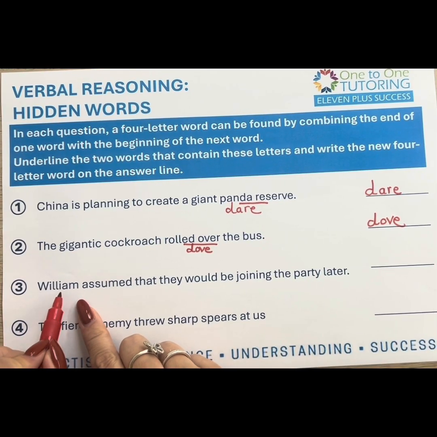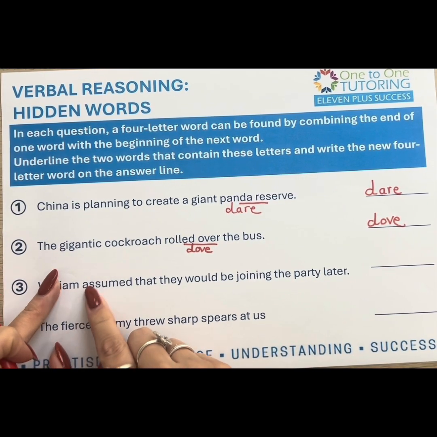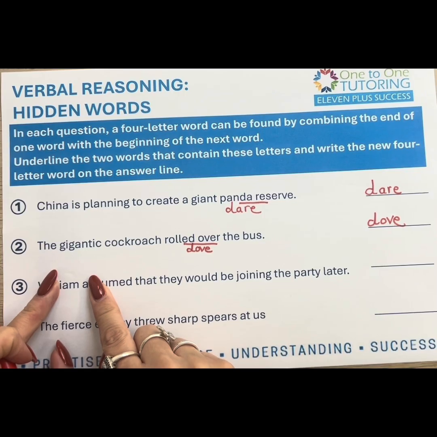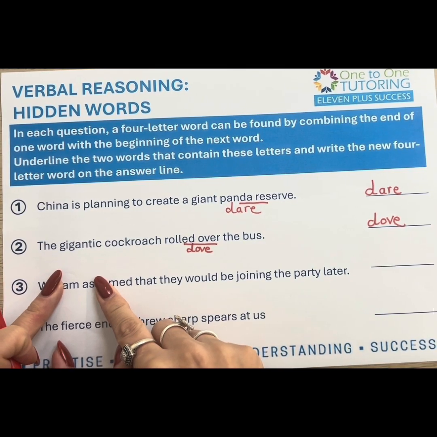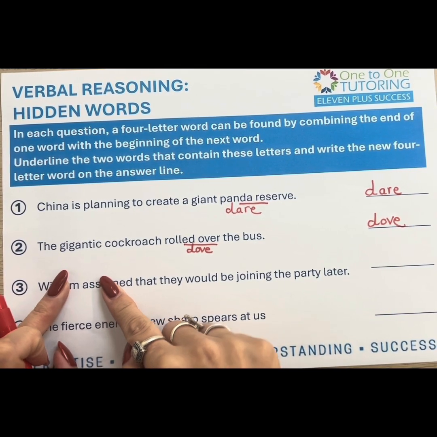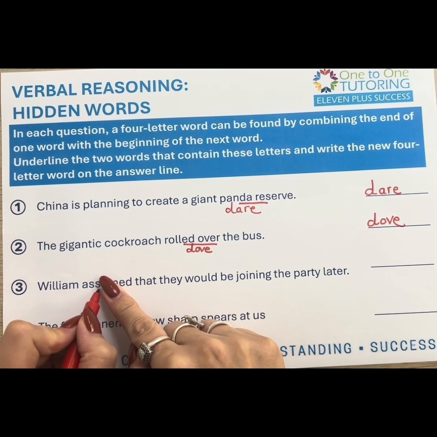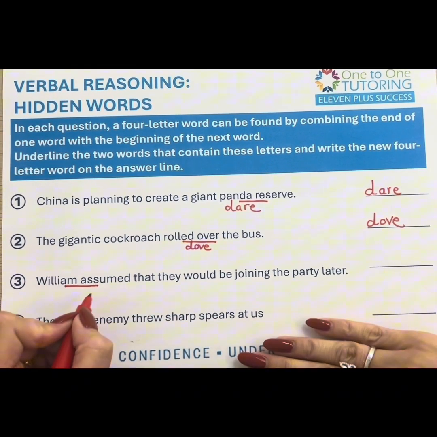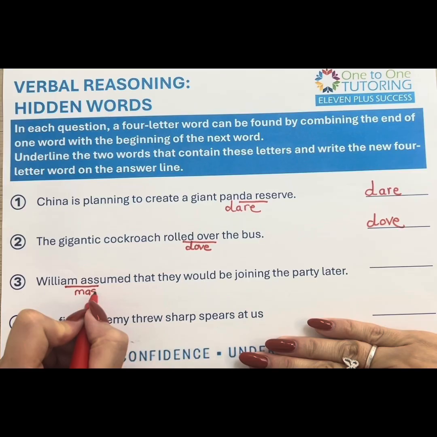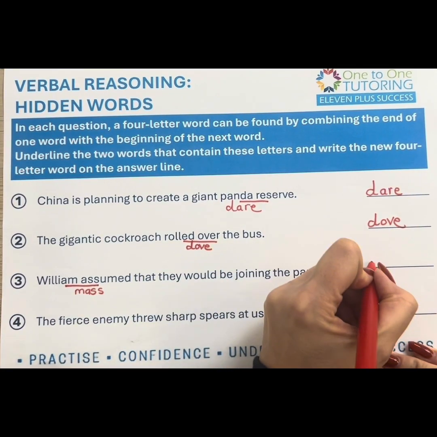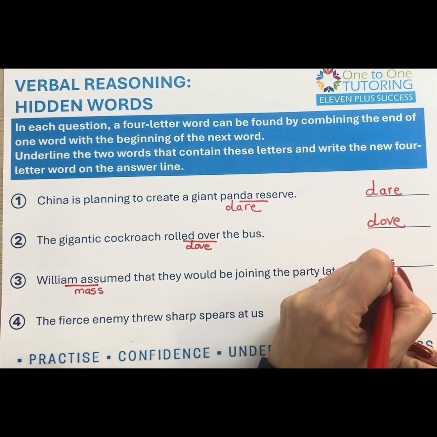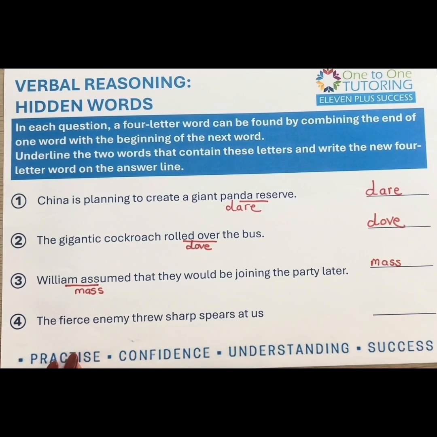So I know I want 4 letters, so I'm going 3 and 1, not a word. 2 and 2, not a word. 1 and 3, and I've got my word there already right at the beginning, which is mass. And then I'm going to write it on the line. And then on to the last one.